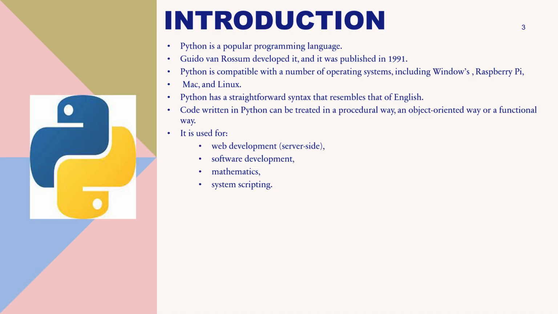Now it was developed by Guido van Rossum and it was published in the year 1991. Now Python is compatible with a number of operating systems that includes Windows, Raspberry Pi, Mac, and Linux. Now Python has a straightforward syntax that resembles that of English. The code written in Python can be treated in a procedural way, an object-oriented way, or a functional way.